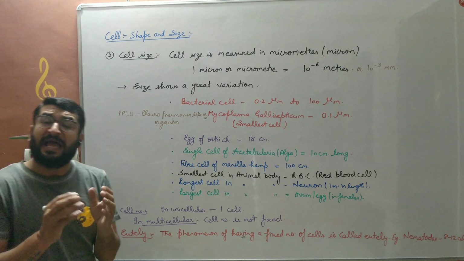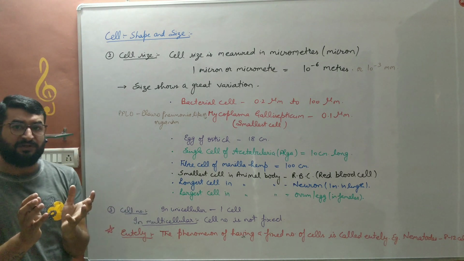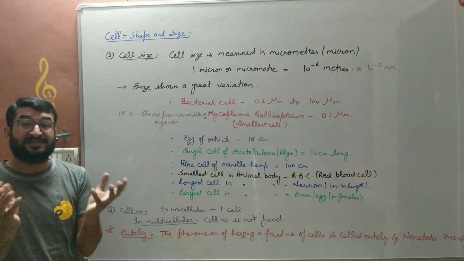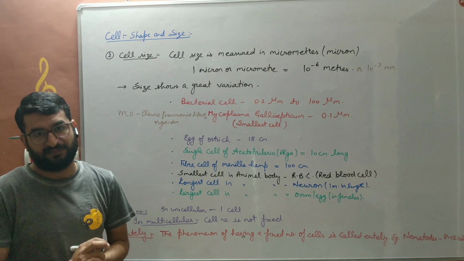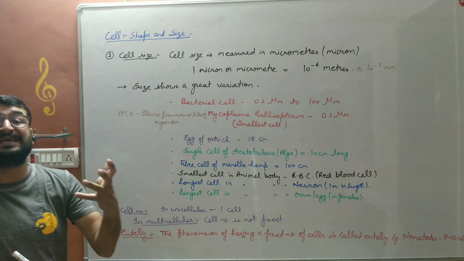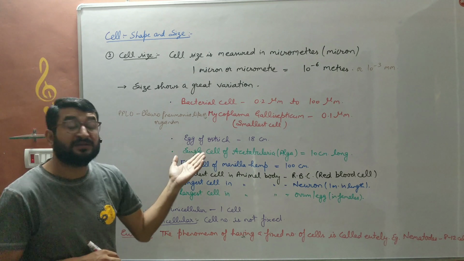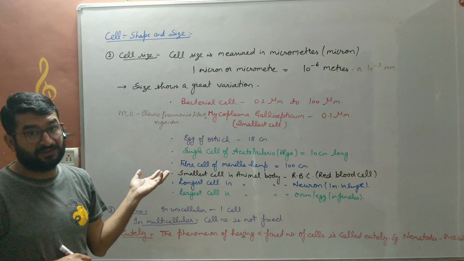Next thing, the egg of an ostrich is the largest cell present on the earth. It is 18 centimeter in diameter. It is spherical in shape and 18 centimeter in overall diameter. So that is the largest cell present on the earth.